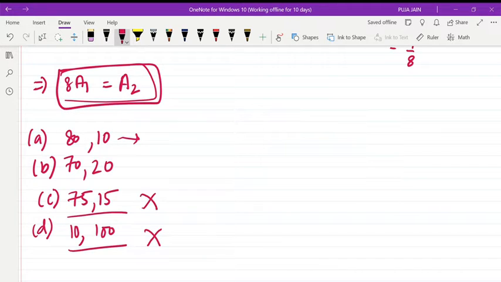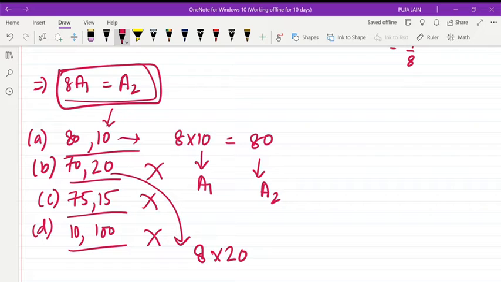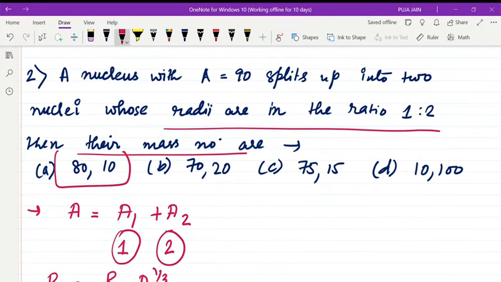Here? No. Here? No. But here you see, if you do 8 times 10, you will get 80, right? So 10 will be my A1 and 80 will be my A2. But if you check option B, 8 times 20 is 160. So this is not possible. 8 times 15 is not 75, and 8 times 10 is also not 100. So only option A is correct.